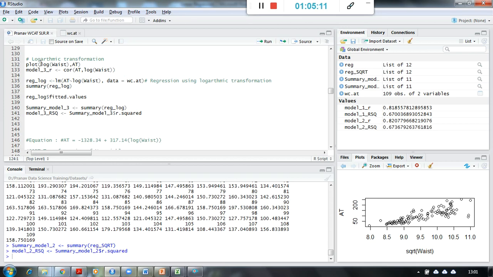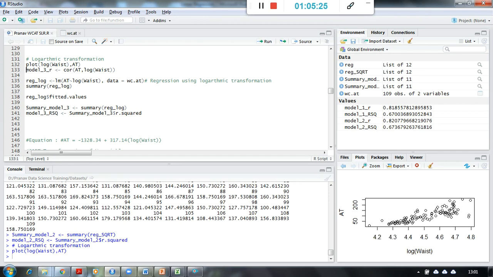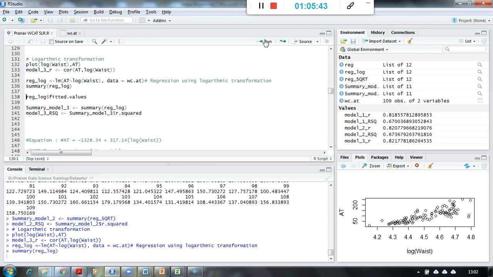So let us now try a logarithmic model where I'm going to use a log transformation on my input variable, and this is AT, the output variable, keeping it as it is. Look at the plot. Yes, the plot has changed again a little bit. Storing this small r value again for model 3. Building the model over here, AT tilde log of waste. Log transformation on the input variable. So my model is ready. Let us check the summary.